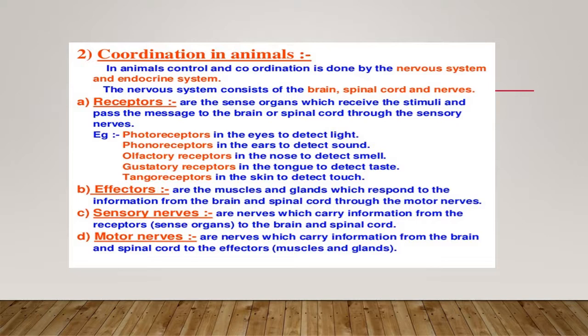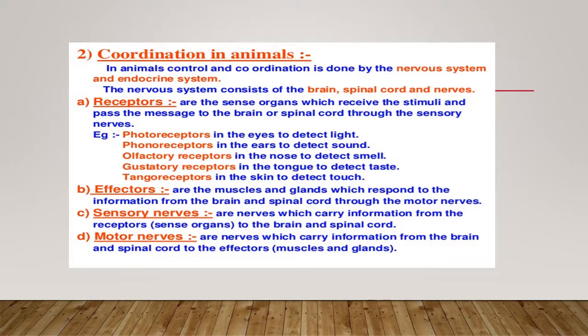What are the different kinds of receptors present in the body? Photoreceptors are present in the eyes to detect light. Phonoreceptors detect sound and are present in the ears. Olfactory receptors in the nose detect smell. Gustatory receptors in the tongue detect taste. Thermoreceptors in the skin detect touch.